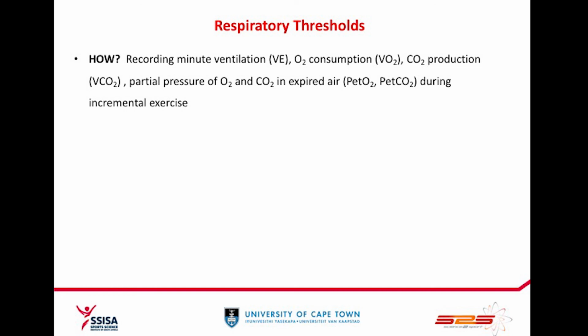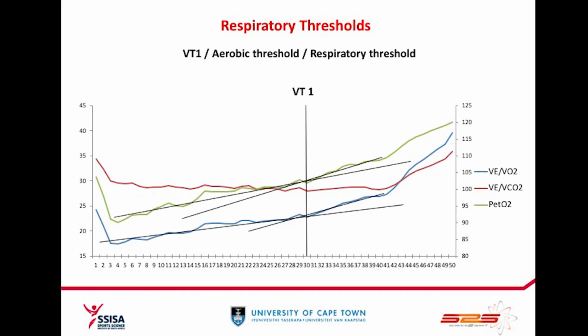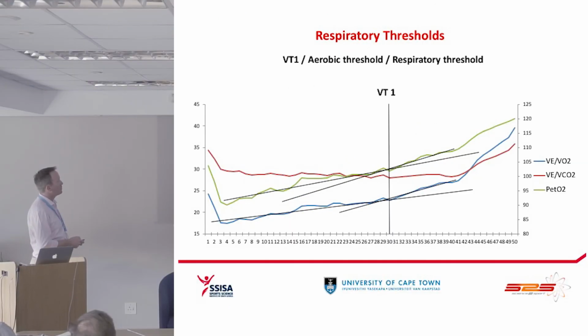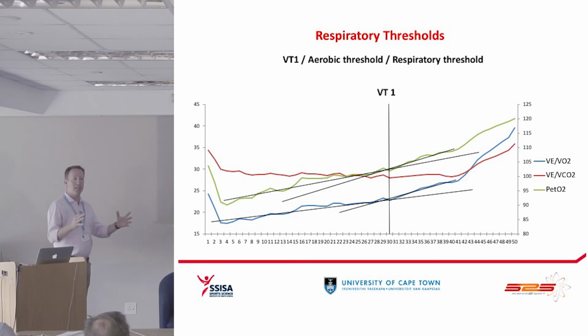Respiratory thresholds, most of you will know about them. They're used in the lab. We're looking at the consumption of oxygen, production of carbon dioxide, and there are two recognized respiratory thresholds. VT1, which is when your oxygen consumption suddenly increases in relation to your VE, VO2, which is the blue line here. That's the volume of air that you're breathing per minute relative to your oxygen consumption. That ratio pops up.